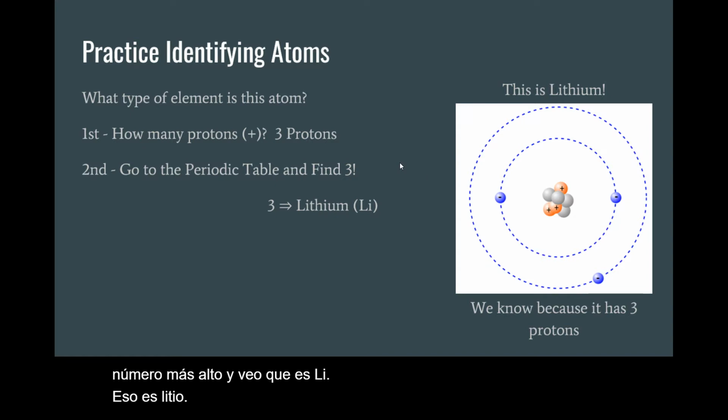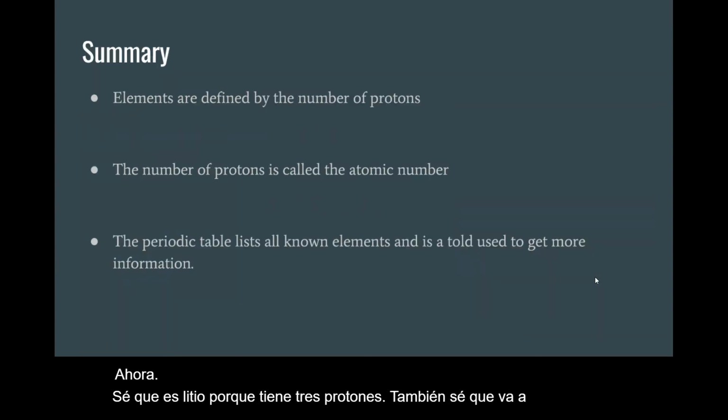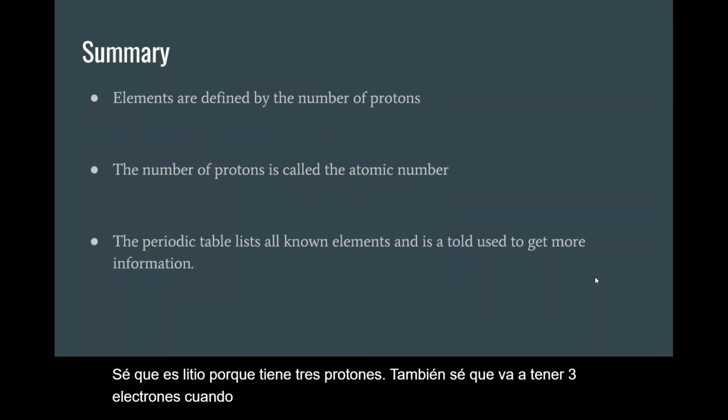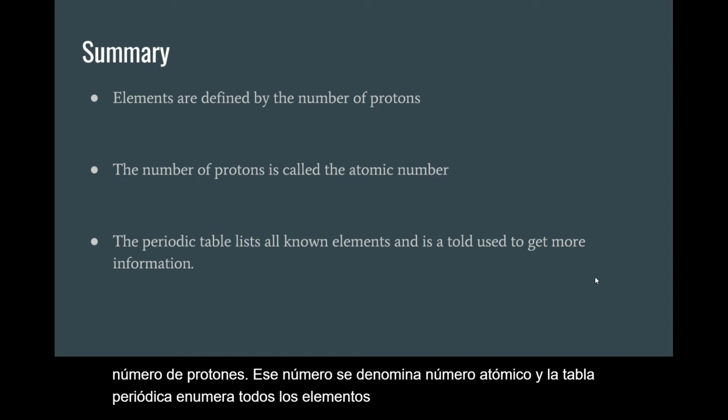Now, I know it's lithium because it has 3 protons. I also know that it's going to have 3 electrons when it's neutral. So, elements are defined by the number of protons. That number is called the atomic number. And the periodic table lists all the known elements, and we can use it to get more information about them.